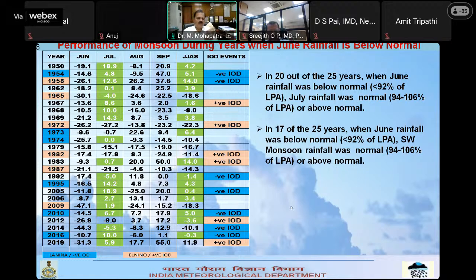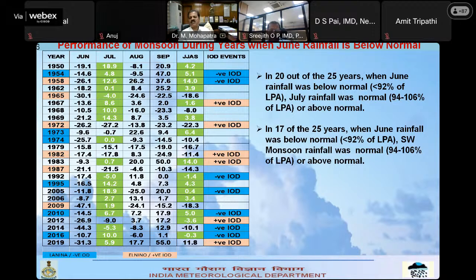What we find from this analysis, from 1950 onwards, is that there are 20 years out of 25 when June rainfall was below normal and July rainfall was normal or above normal. So statistically speaking, looking at the rainfall in June, we can expect normal to above normal rainfall activity in July. So 20 out of 25, that means 80%. There is an 80% probability that in July you will have normal to above normal rainfall activity.